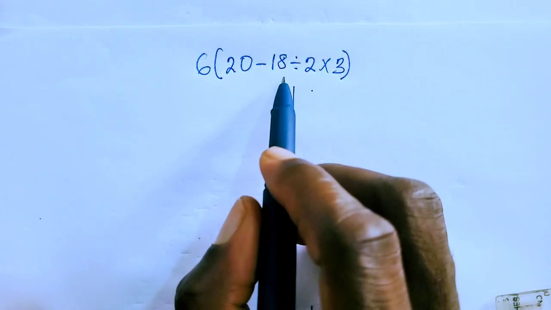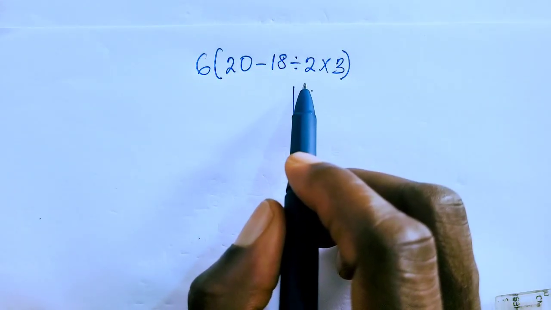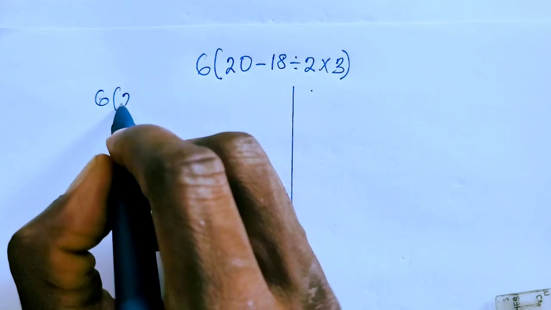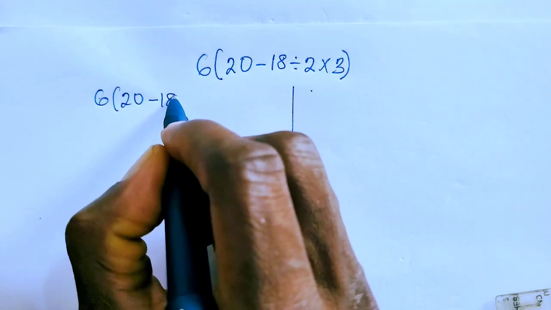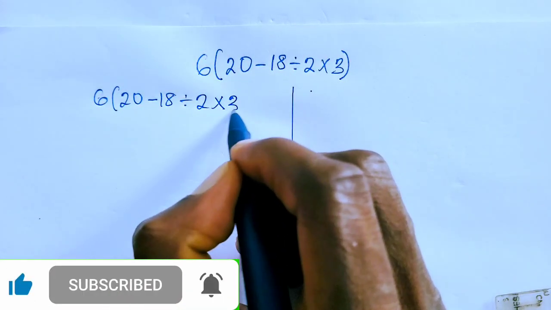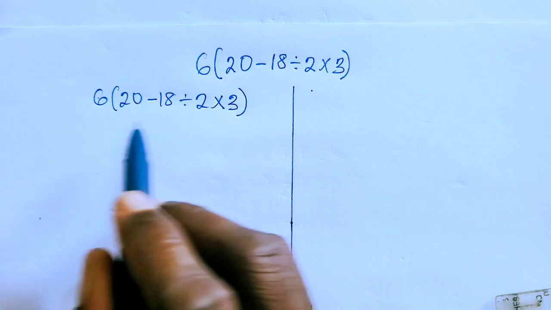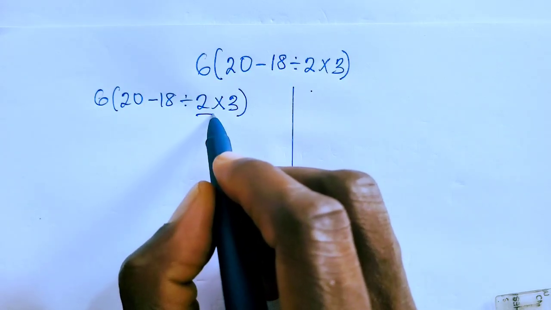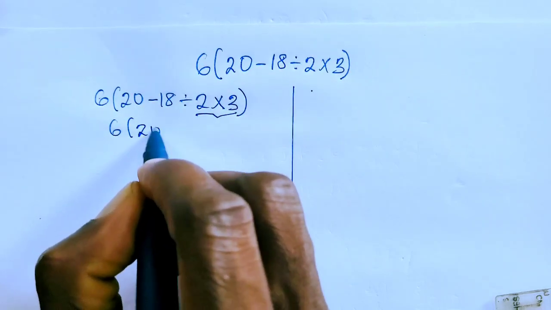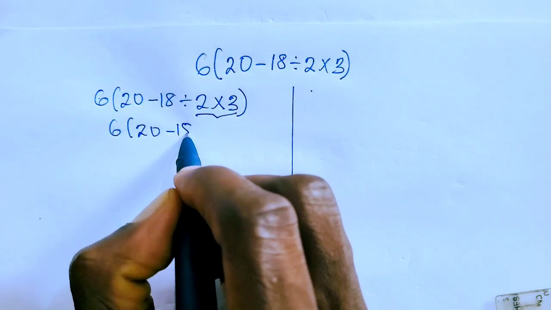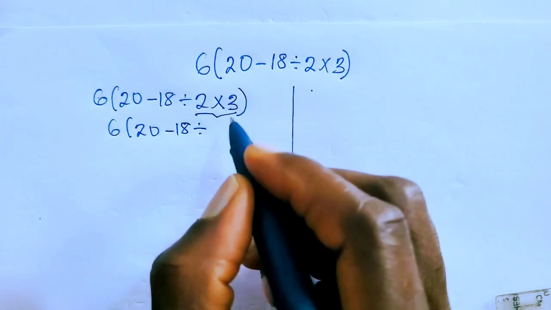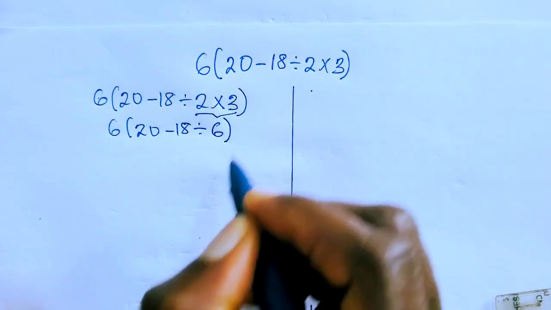Many students get this expression wrong. Now we have 6 into 20 minus 18 divided by 2 multiplied by 3. Many students start with this, and we have 6 into 20 minus 18 divided by 2 times 3, that gives 6.